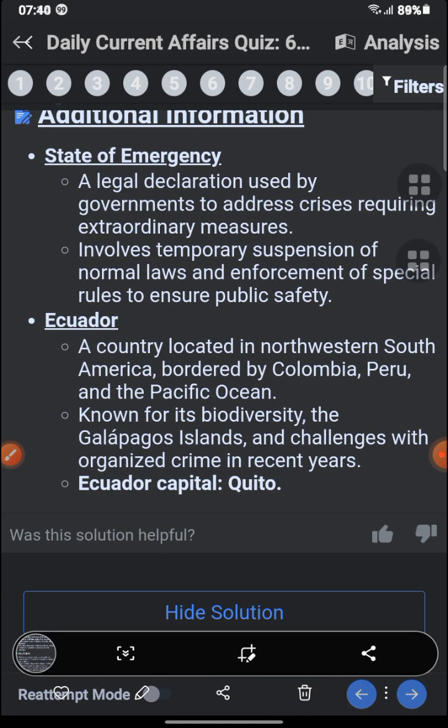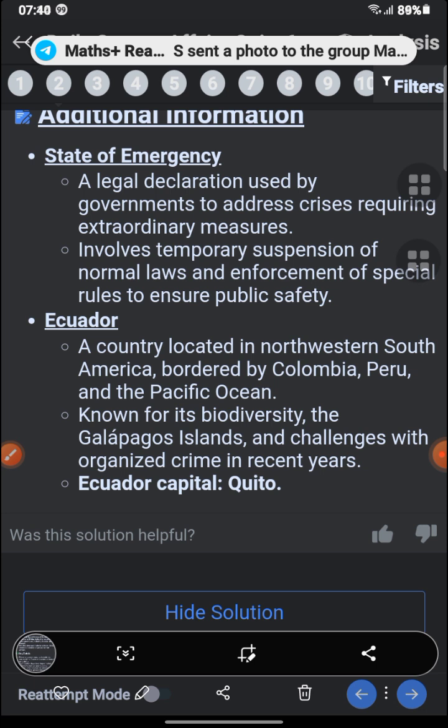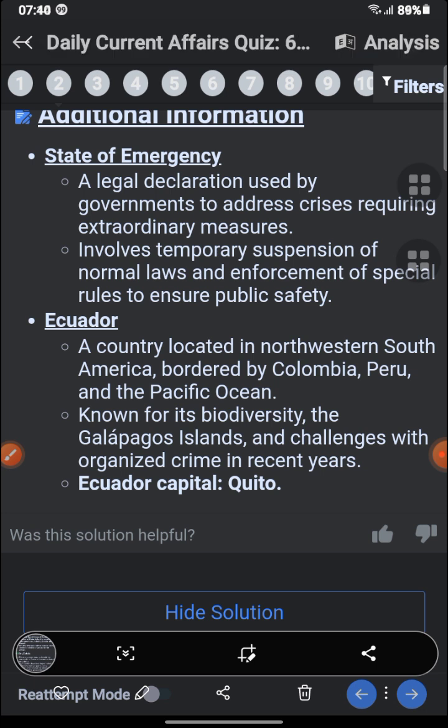Okay. So, Ecuador is located near Colombia, Peru, and the Pacific Ocean, known for biodiversity, the Galapagos Islands, and challenges with organized crime. So, Ecuador's capital is Quito. It is a legal declaration and involves the temporary suspension of normal laws and the enforcement of special rules.